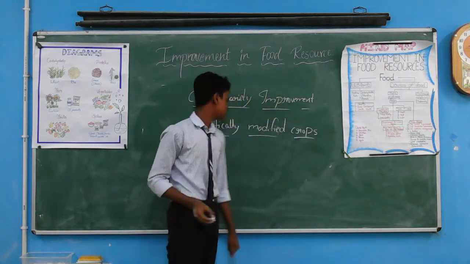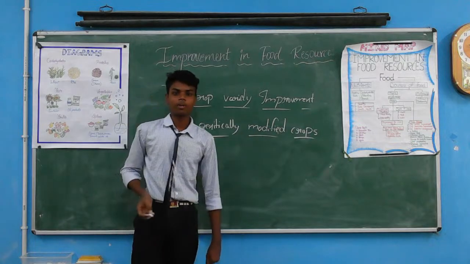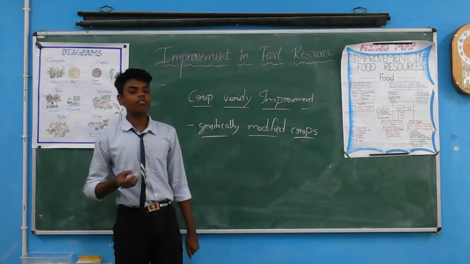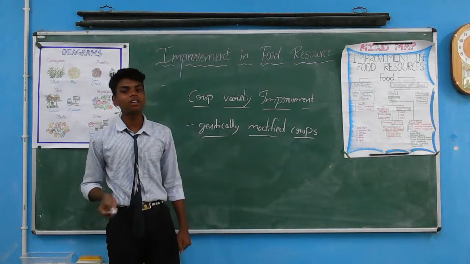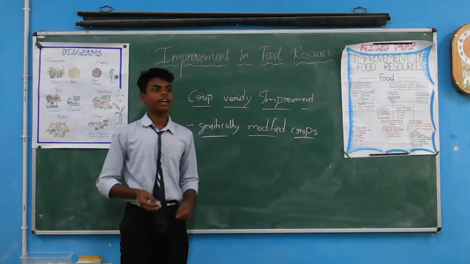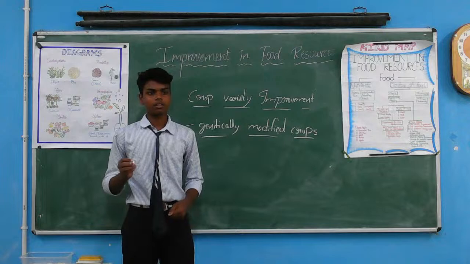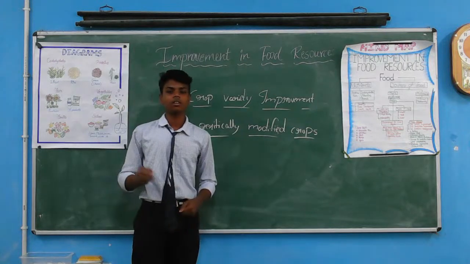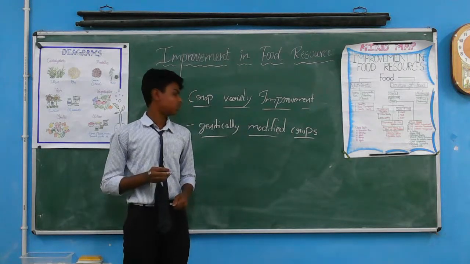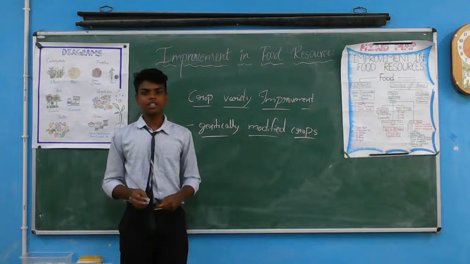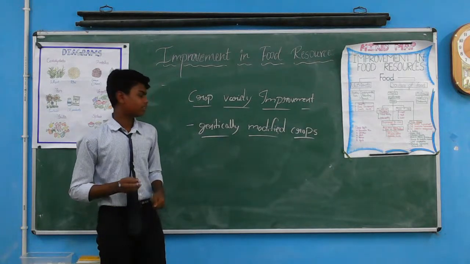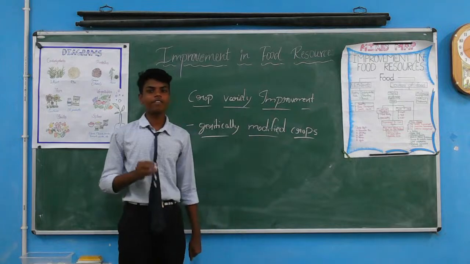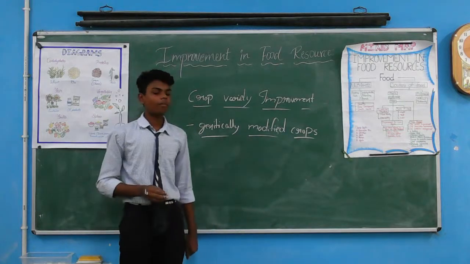And the last one is genetically modified crop. This involves manipulating crop plants for increasing yield, sustainability, etc. The genetic manipulation provides the desired characteristics of the crop. Then we will look into the factors of crop variety improvement.